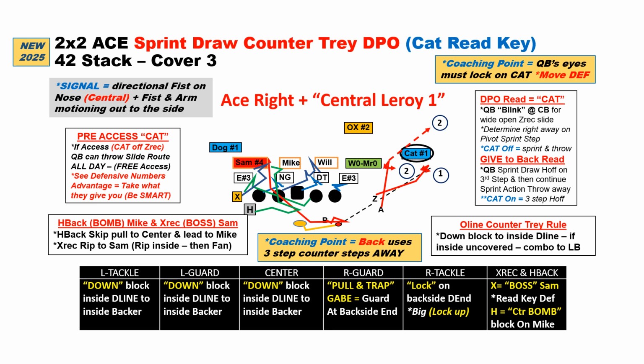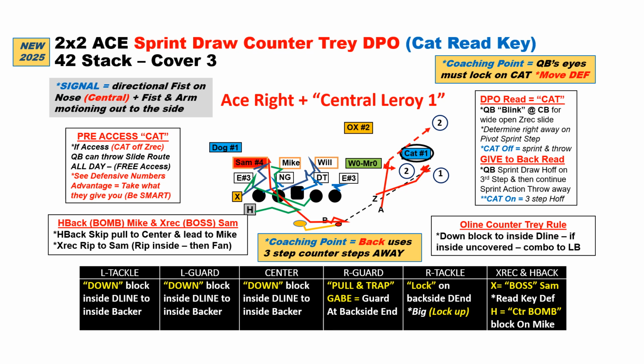A and Z still run their slide read rule. Quarterback's going to read the cat. If the cat goes way off, then he just continues and throws the alt A to the Z on the slide. If not 100%, then he's going to hand off to the back on the dart action.